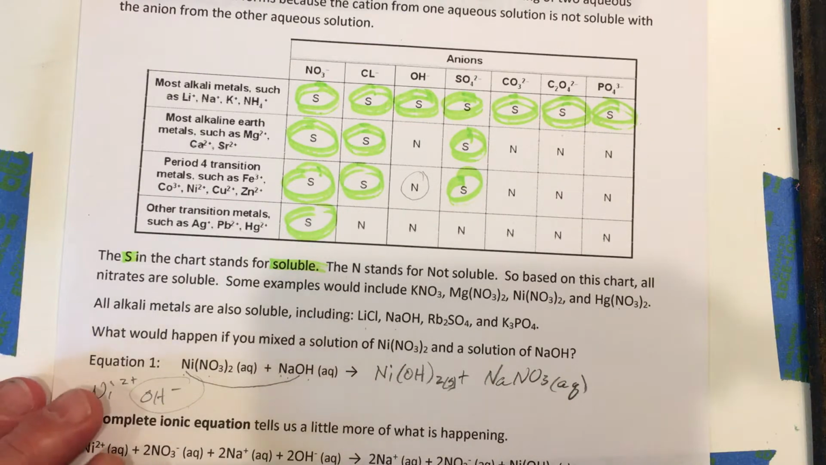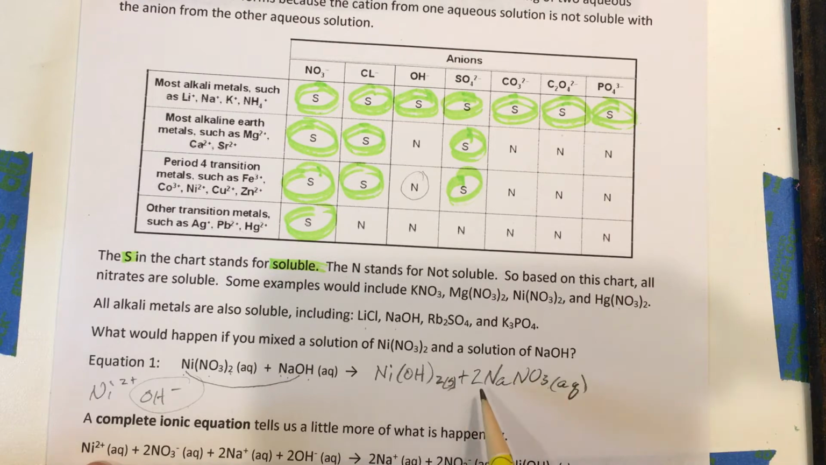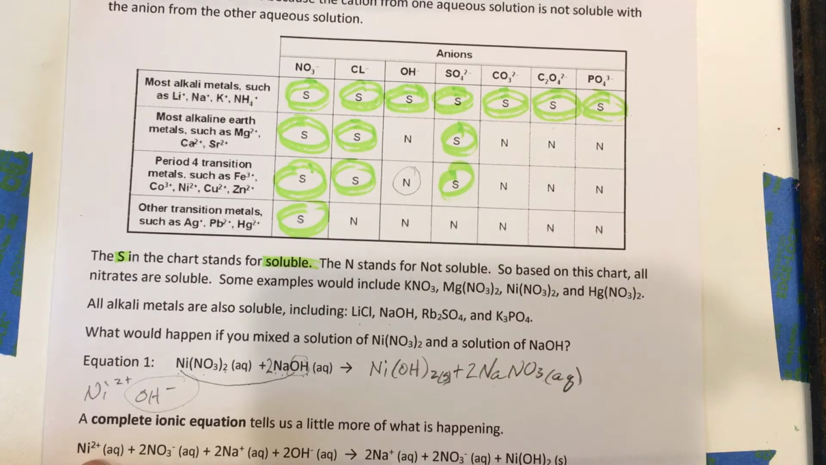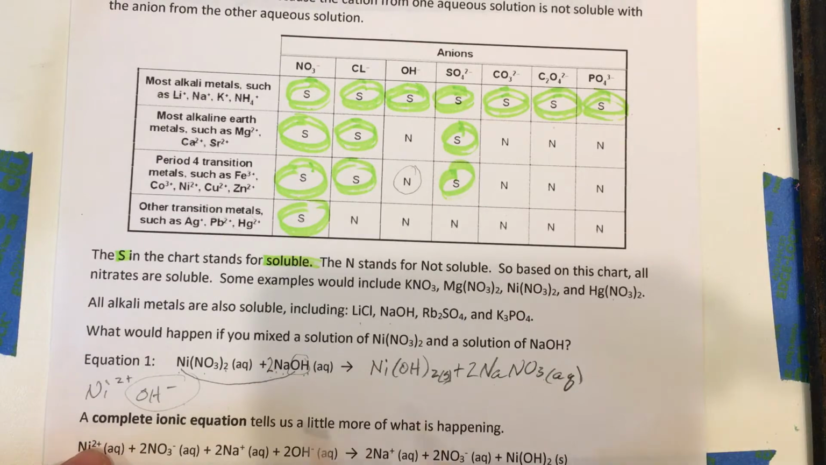One last thing we need to do here, we need to balance the equation. I see 2 nitrates here and only 1 here, so I'll put a 2 there. And that now gives me 2 sodiums, so I'll need a 2 there. And that's good because that gives me 2 hydroxides, which we have right here. Okay, so that equation is balanced, 1, 2, 1, 2.